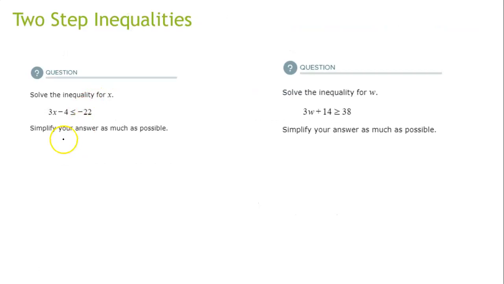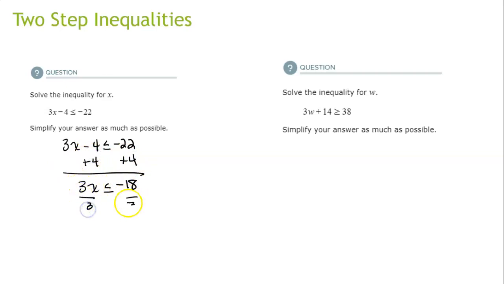All right, two-step inequalities. 3x minus 4 is less than or equal to -22. With the exception of needing to flip, these are exactly like a two-step equation. We add 4 to each side, so 3x is less than or equal to -18. We divide both sides by 3, and so x is less than or equal to -6. You pause the video and try this one on your own.